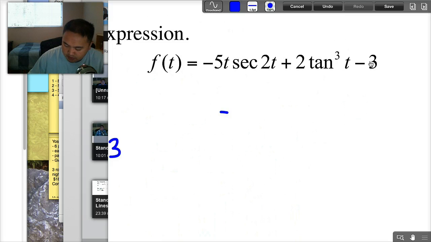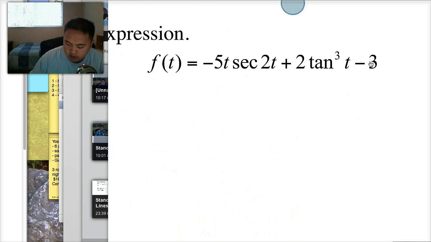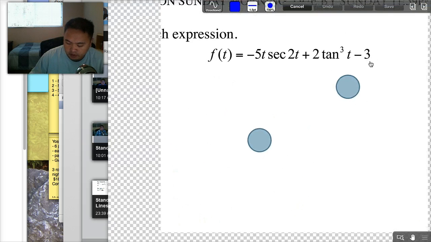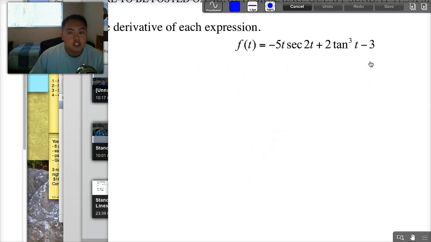Okay, so let me erase my previous work real quick. And let me work on this one right here. All right. The first one, I have negative 5t secant 2t. Which rule do you think is being done first? Yeah, it's product rule. So let's apply the product rule for this one. I'll take the derivative of the first one. Leave the second one alone.